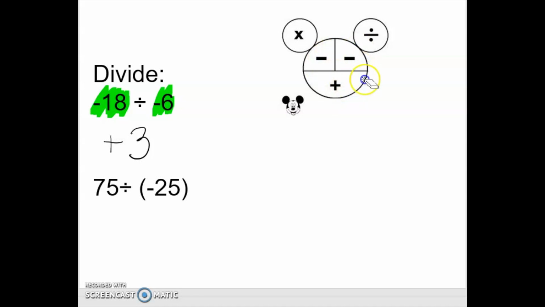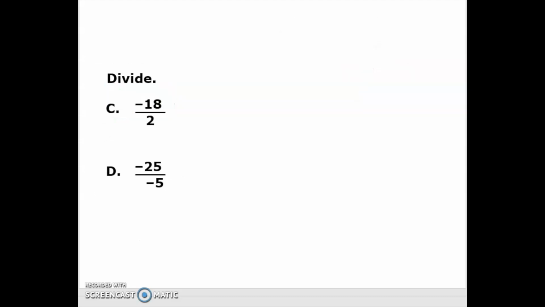We'll try using Mickey Mouse again for our next problem. This time we've got a positive 75, so I'm going to cover up a positive on my Mickey Mouse. We have a negative 25, so I'm going to cover up a negative on my Mickey Mouse. I can see that I have a negative left, so that tells me my answer is negative. 75 divided by 25 is 3, so this time my answer was negative 3. Okay, let's look at a couple more problems.